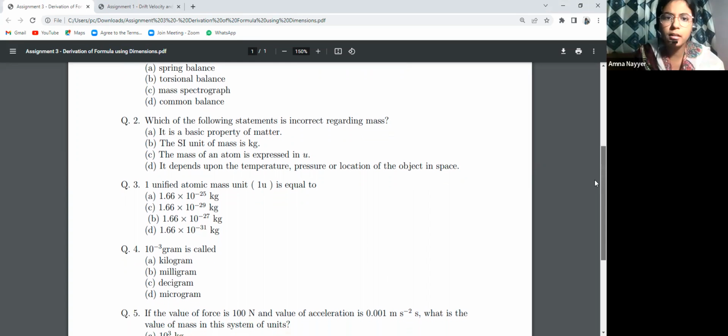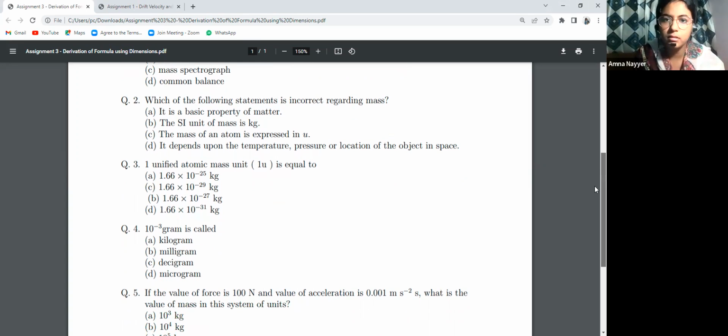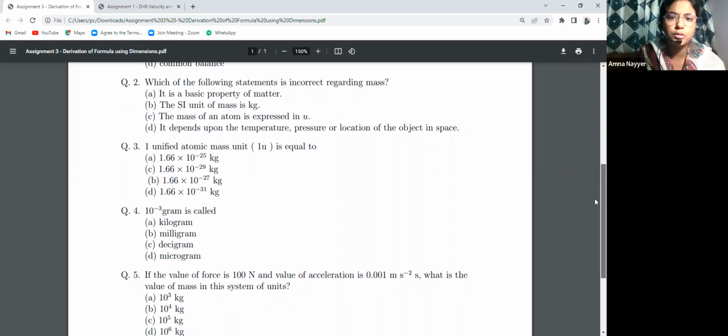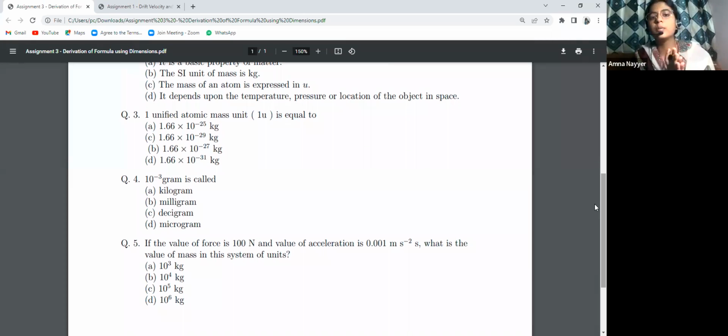But I'll make sure that you receive today's assignment. I'll give you only 3 questions, so that you should be able to do. Then the third question says one unified atomic mass is equal to. Instead of calculating it all the time, these 3 questions are not so important. That's why I'm discussing it, so that you get rid of all these questions and no need to go into the details. This is 1.66 into 10 to the power minus 27 kgs.